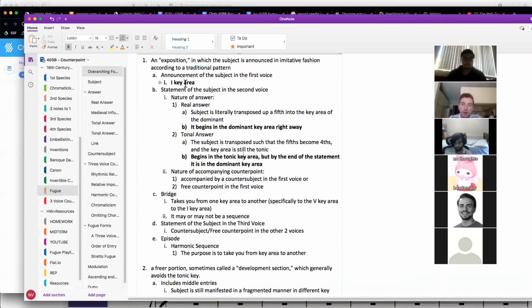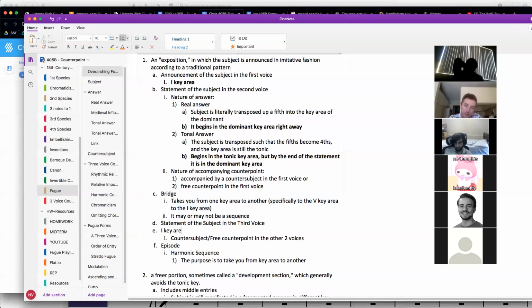So no matter what, your announcement of the subject will be in the 1 key area, the tonic key area. If you have a real answer, the answer will begin in the dominant key area right away. If you have a tonal answer, it'll begin in the tonic area, but by the end of the statement, it's in the dominant area. However, the bridge, ultimately the statement of the subject in the third voice will be in the 1 key area. So that raises a question, how do you get back? Well, let's look at Bach to see what he does.